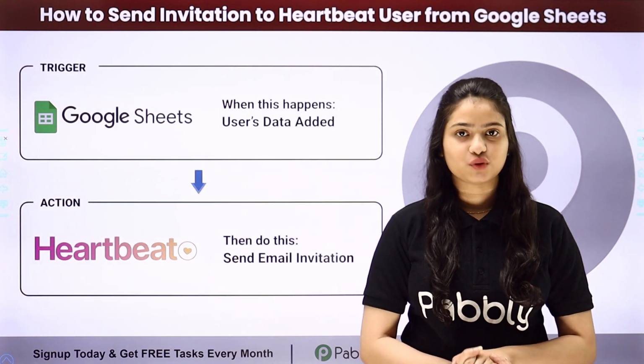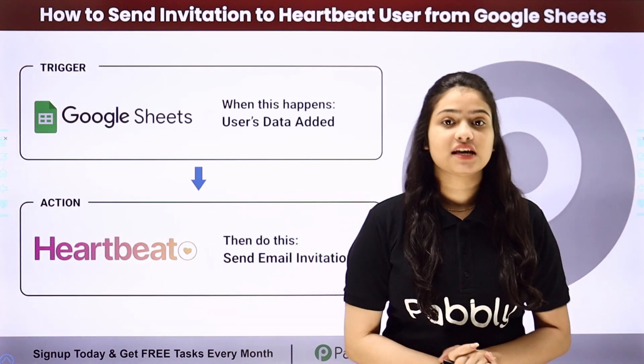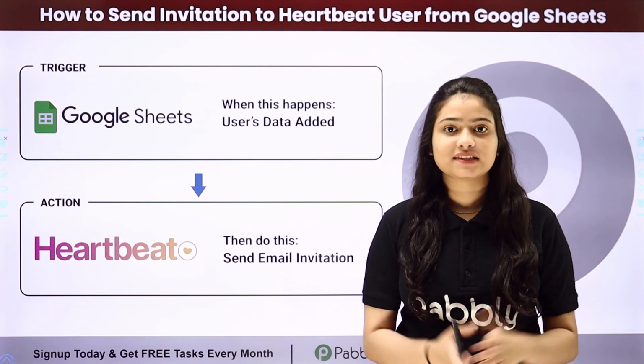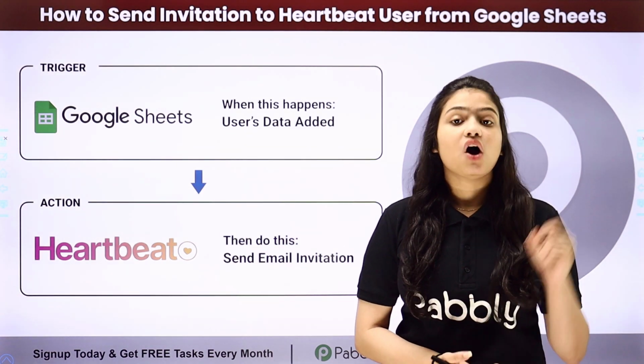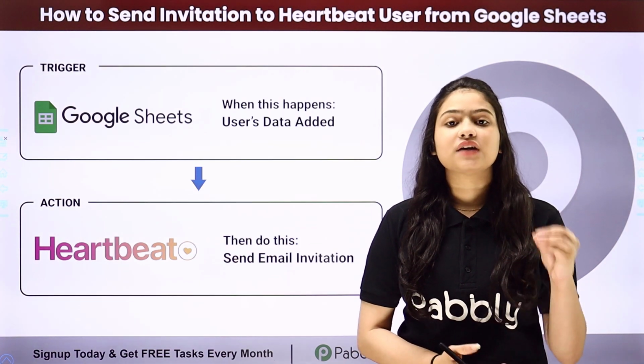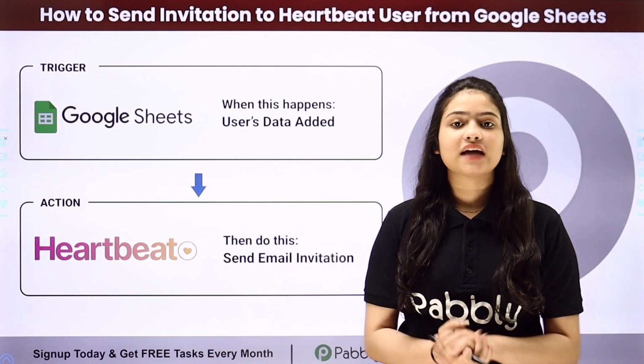In this video, we are going to learn how to send an invitation to a Heartbeat user from Google Sheets. So here my objective is that as soon as I add a new row in my Google Sheets along with the details of a new user, automatically that user should receive an email invitation from Heartbeat so that he can join my community which I have created. So how are we going to automate this entire process?